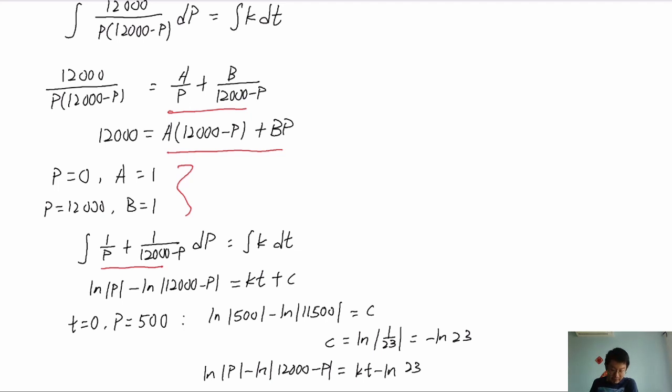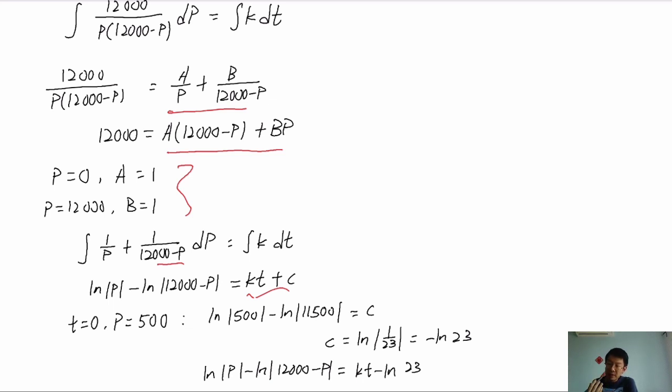After we integrate, 1 over P will give ln P, which is very usual. For the 12,000 minus P, we will get ln of 12,000 minus P, but the coefficient here is negative because of the negative P. The coefficient of the P here is -1, so we have to divide the term by -1 after we integrate, so we actually have a negative here. This thing happens very often, so you have to be really careful. The right hand side is not an issue: kt plus c.